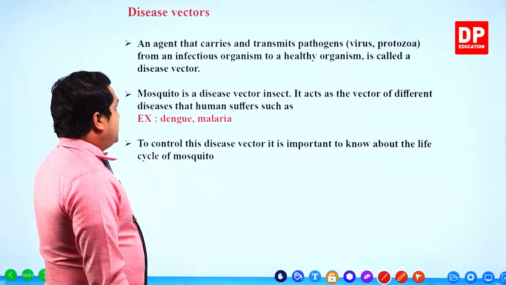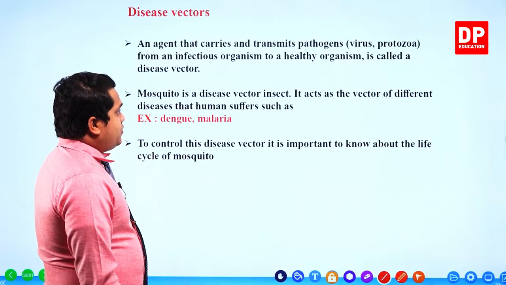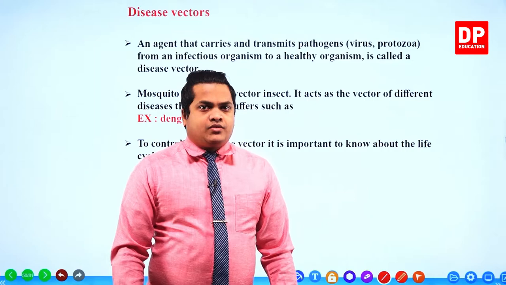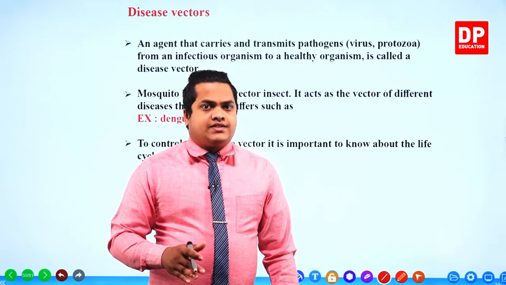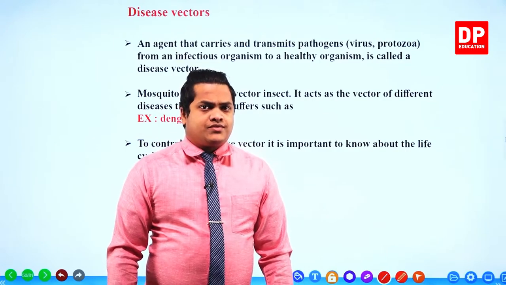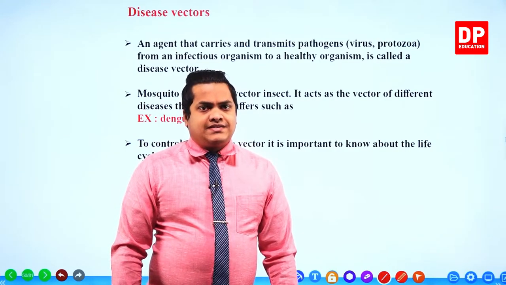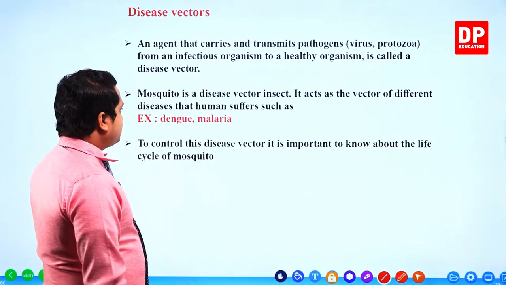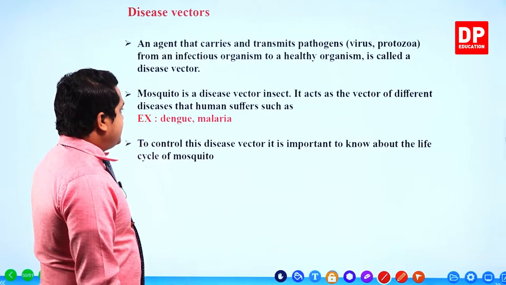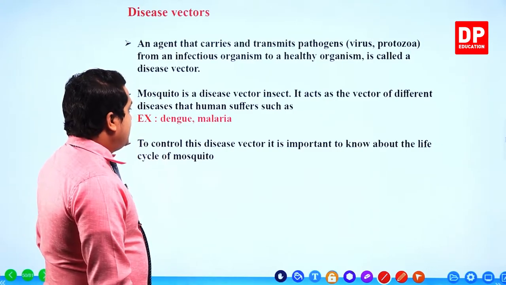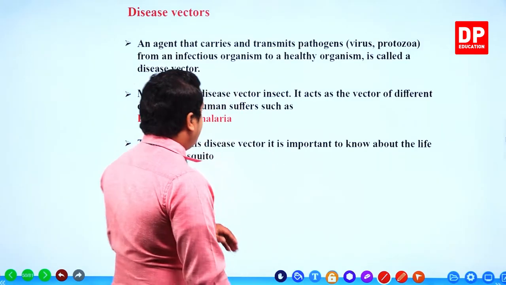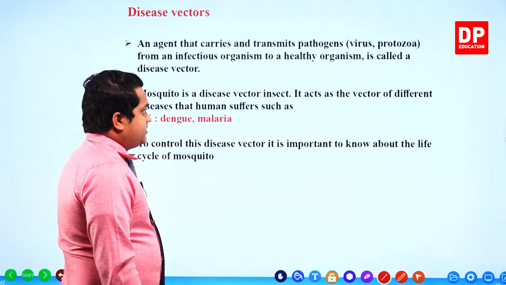So here it is given, mosquito is a disease vector insect. That means the mosquito is an insect that is going to harm. Actually, it's not harming directly; it spreads diseases by spreading pathogens. It acts as the vector of different diseases that humans suffer from, such as dengue and malaria.